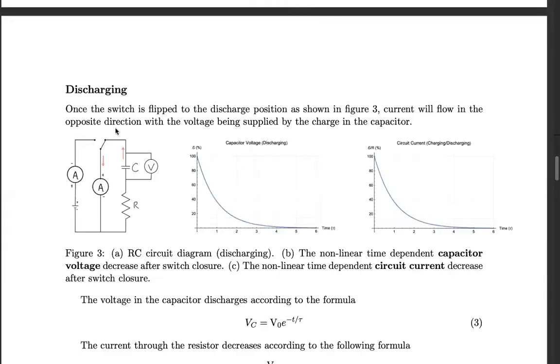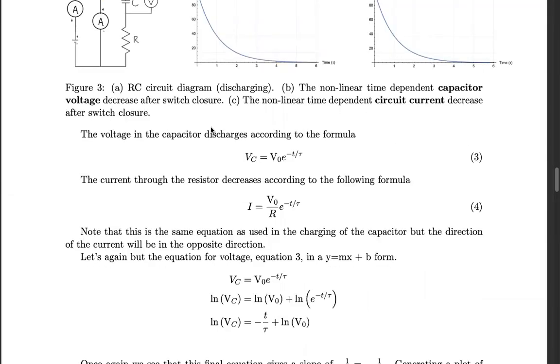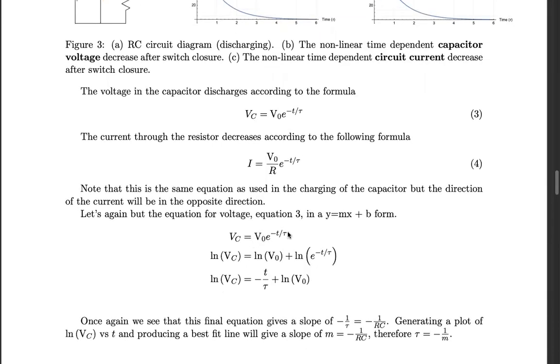Discharging, when you flip the switch, now the current goes in this direction. Discharge, this is the voltage. The voltage decreases and the current decreases. Now the current looks the same as above, but in this case, it's going in the opposite direction. And we can do the same analysis that we did above for equation 3. Vc equals V0 e to the minus t over tau.